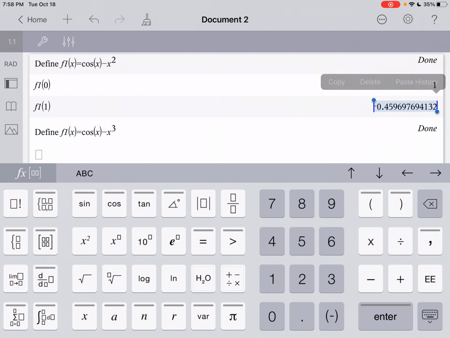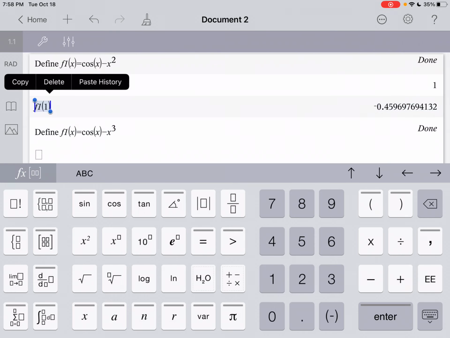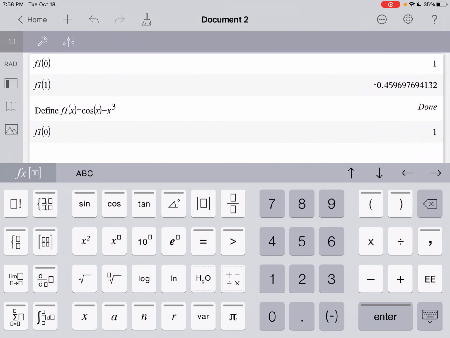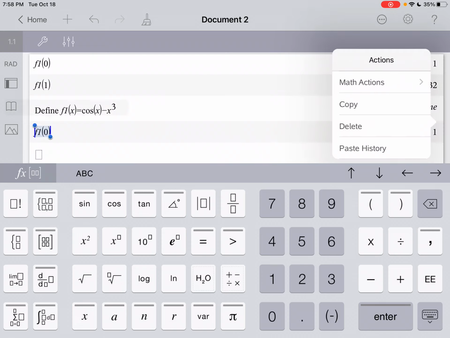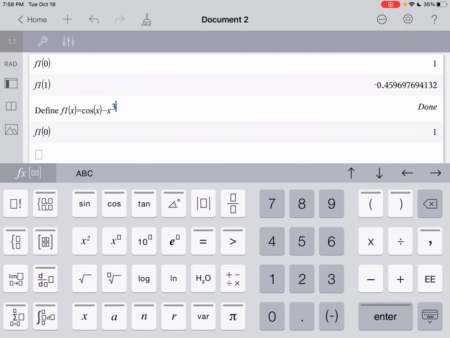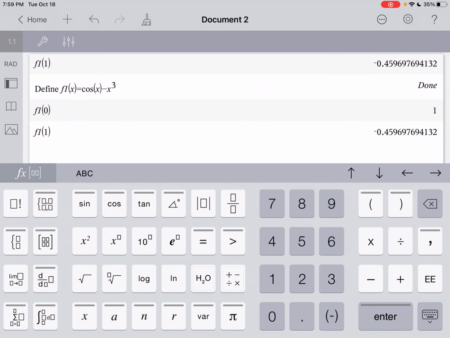And now let me redo f1 of 0. I'm not sure it's going to be located in the same spot, but let me redo f1 of 0, that still was equal to 1. And now I'm going to redo f1 of 1. Right there it is, enter. And again, I'm going to hit control enter here to get that. And there you'll notice I got another decimal answer. And in fact, it ended up being the exact same decimal right there when we put in 1.